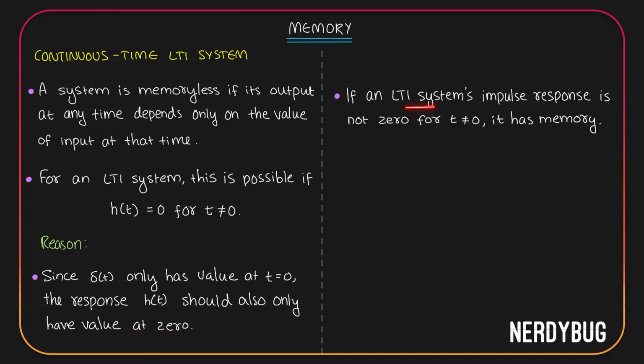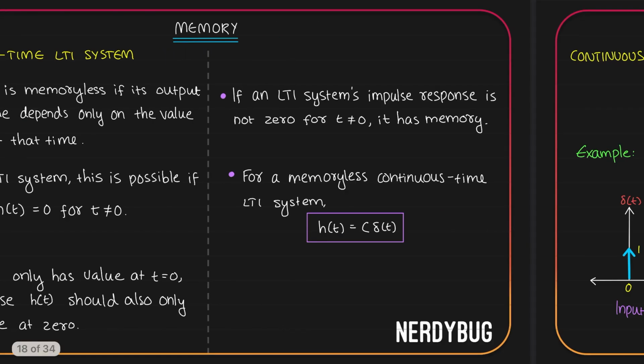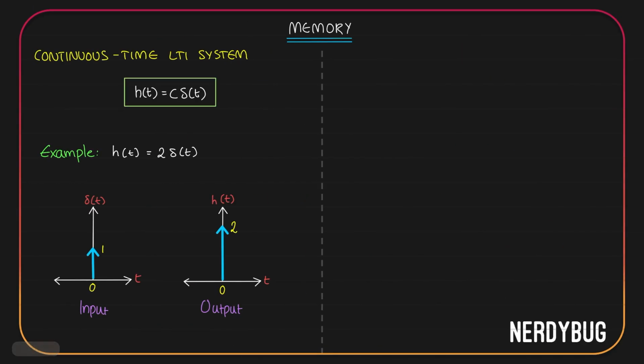So the response should also only have value at 0. That is, if the LTI system's impulse response is not 0 for any t that is not equal to 0, then it has a memory. Therefore, we can conclude that for a memoryless continuous time LTI system, the impulse response will be of this form: h of t is equal to some constant multiplied by delta of t. As an example, we can take a continuous time LTI system whose impulse response is given as h of t is 2 delta of t.